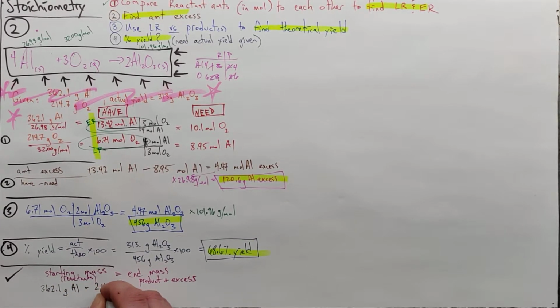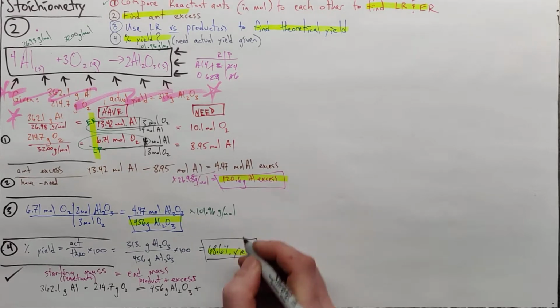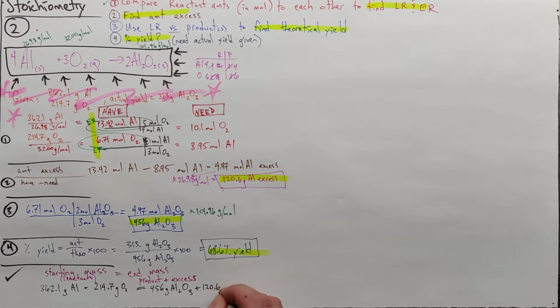and 214.7 grams of oxygen. And then our ending mass has to be the 456 grams of aluminum oxide plus our 120.6 grams of aluminum excess.